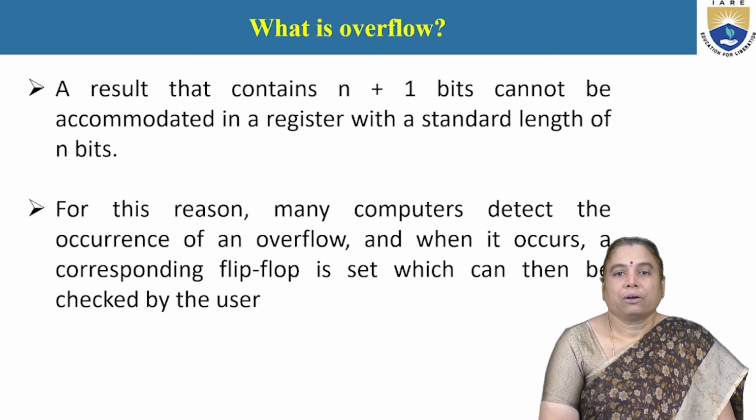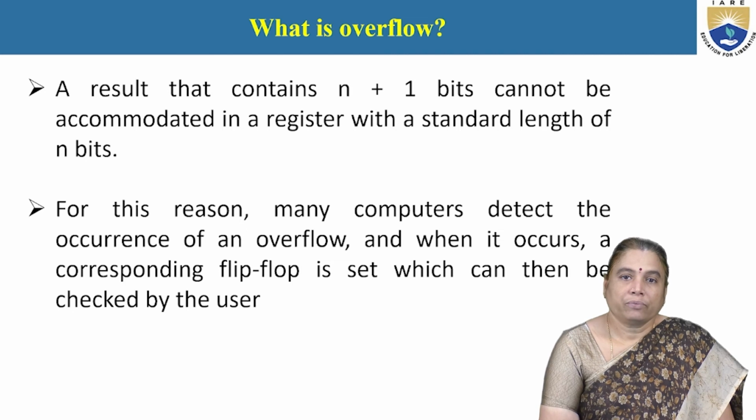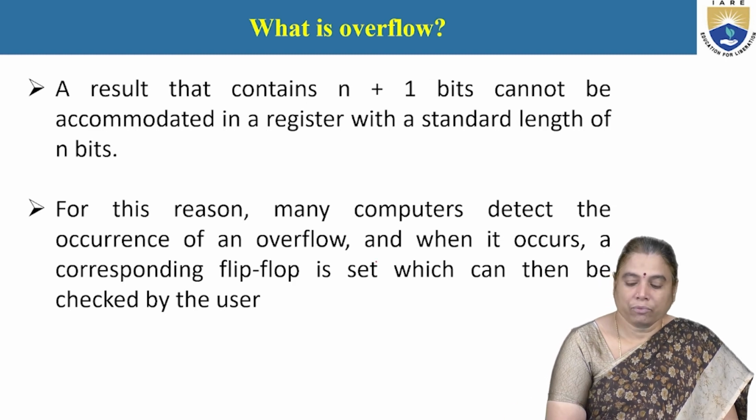So to indicate the overflow in the status register, the V bit can be used. If the V bit is 1, then an overflow occurs. Depending upon that, the corresponding operations or overflow condition can be treated. A result that contains n plus 1 bits cannot be accommodated in a register with a standard length of n bits. So for this reason, many computers detect the occurrence of the overflow.